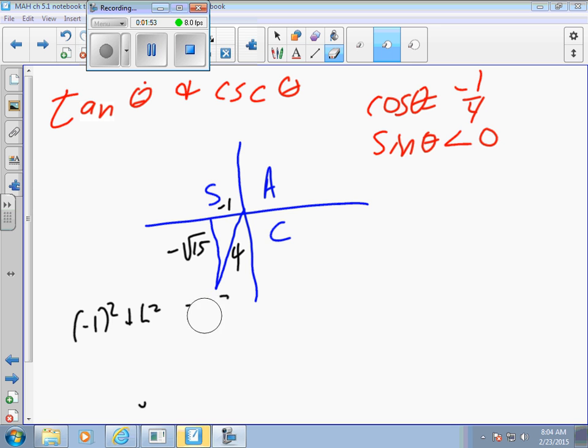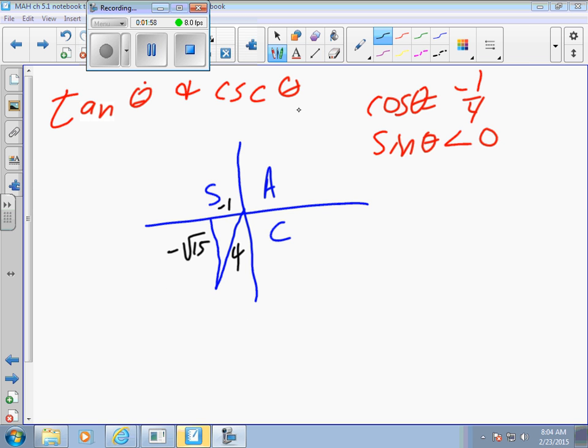Now that we have our triangle drawn in the right quadrant, we're going to answer our questions. First question, find the tangent of theta. Here's my theta. And so the tangent is the opposite over the adjacent. So I'm going to have the negative square root of 15 over -1, which gives me just a positive square root of 15.